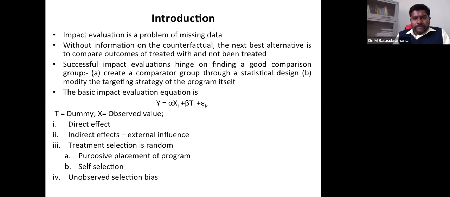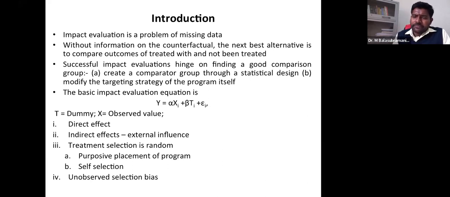Okay. So come to the basic impact evaluation equation, which shows here that Y, the outcome, is equal to alpha Xi plus beta Ti plus epsilon i, that error term. Here alpha and beta are the coefficients. And Xi is the observed set of characteristics of the sample. And T is a dummy, whether the unit is treated or non-treated.